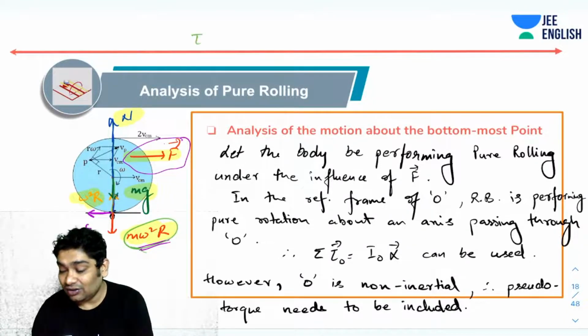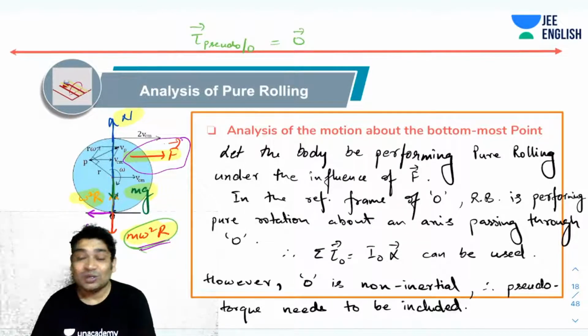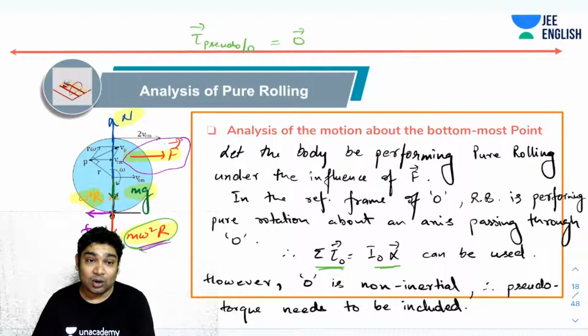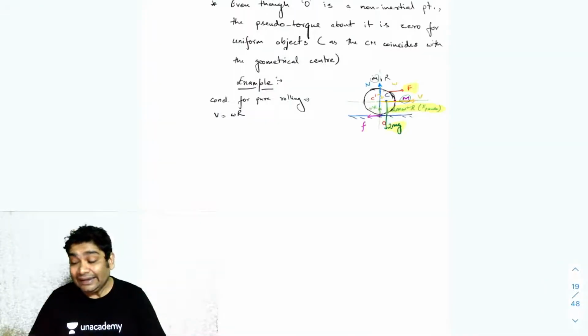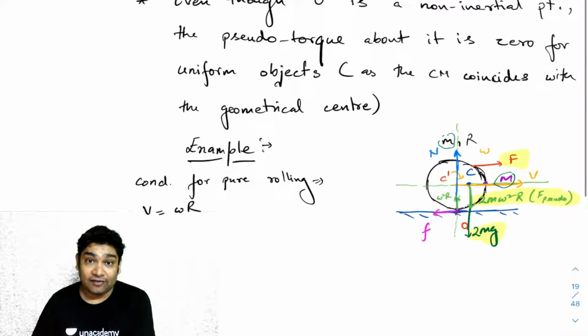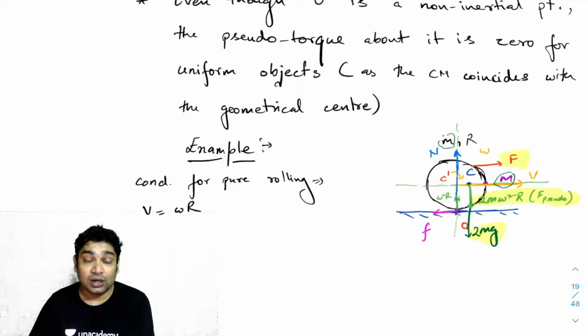So tau pseudo about O in this case becomes zero. That is why I did not need to include that here. I only included all the real torques about O, and I could equate that to I_O alpha. Okay. Here, if I wanted to use the tau equals I alpha equation, I should have used all the torques.